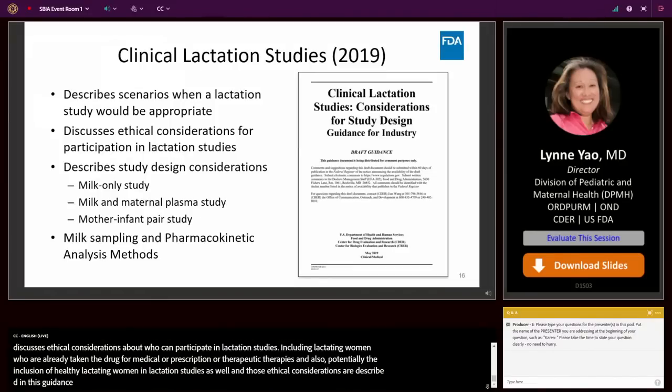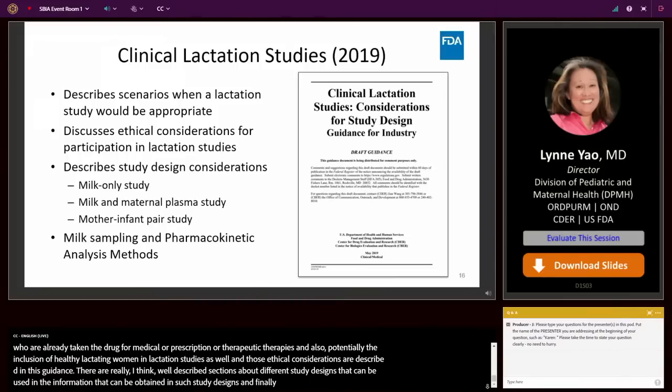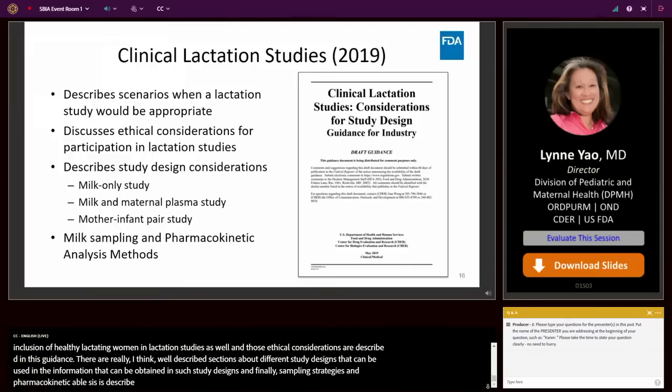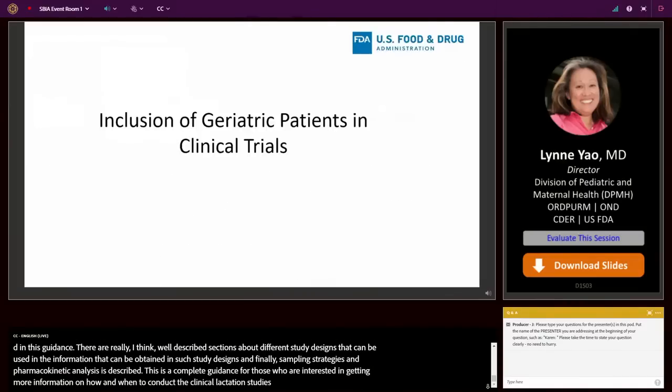There are also, I think, well-described sections about different study designs that can be used and the information that can be obtained in such study designs. And then finally, sampling strategies and pharmacokinetic analysis methods are described. So this is a really complete guidance for those interested in getting more information on how and when to conduct clinical lactation studies. Now I want to talk about the last specific population, the inclusion of geriatric patients in clinical trials.